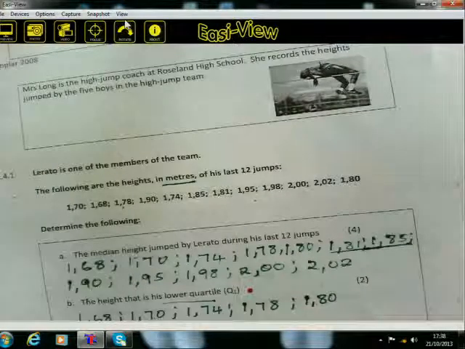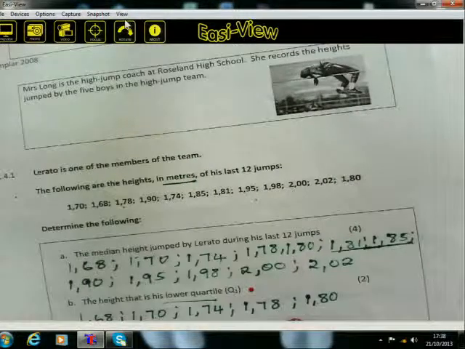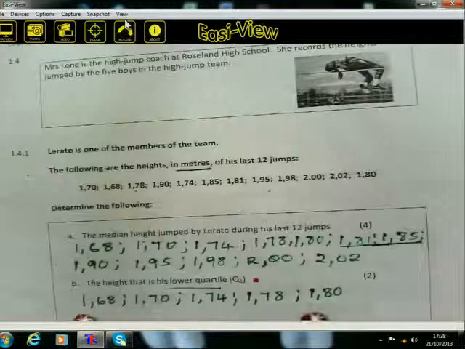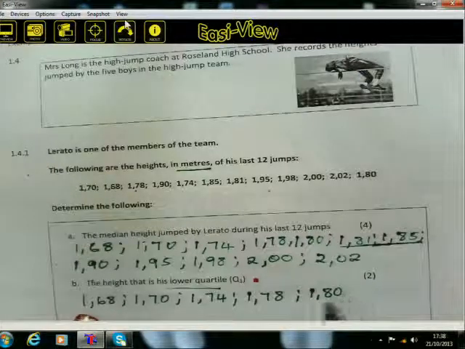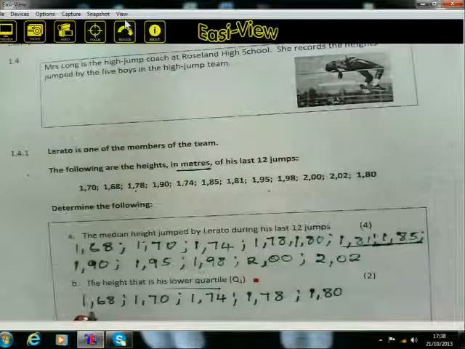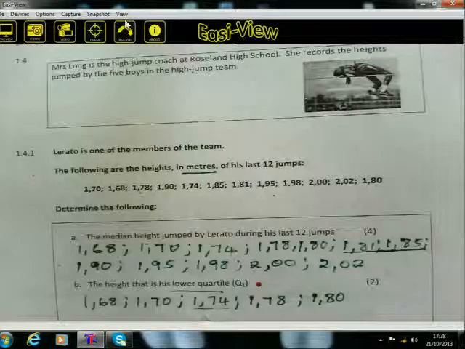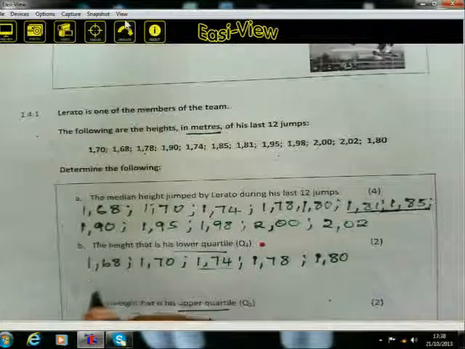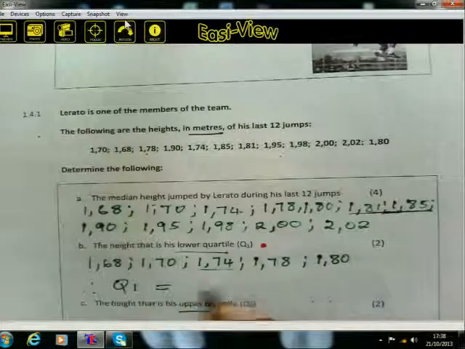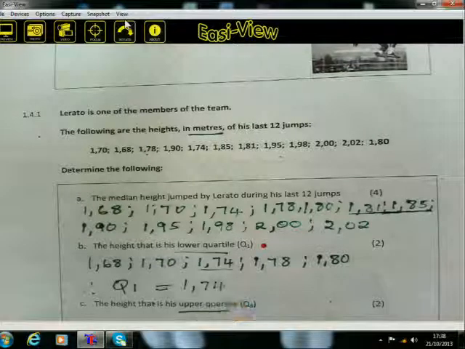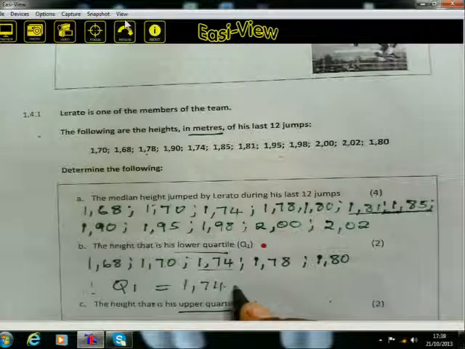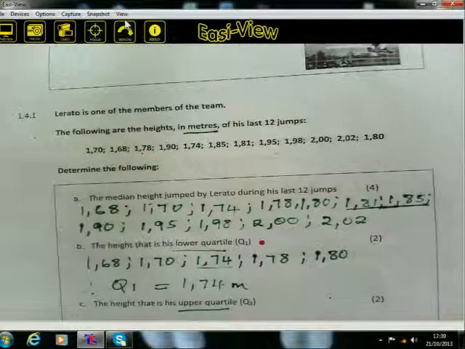What are you supposed to do with those data? You check the median of this data, because now we have five numbers: 1, 2, 3, 4, 5. So the middle number will be what? 1,74. Therefore your quartile 1 will be 1,74 meter. You can write the units.